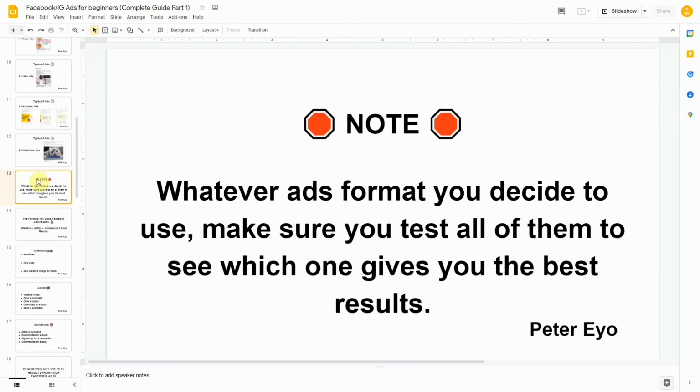Whatever ad format you decide to use, make sure you test all of them to see which of them gives you the best results. Everything is about testing online. You have to test, optimize, test, optimize. So make sure you test everything and pick out the one that gives you the best results.